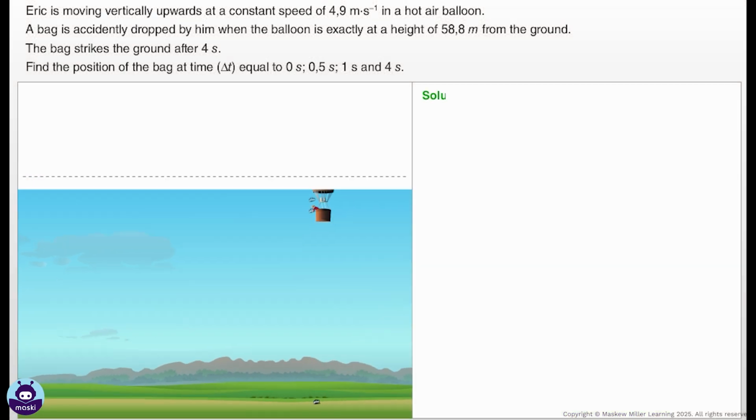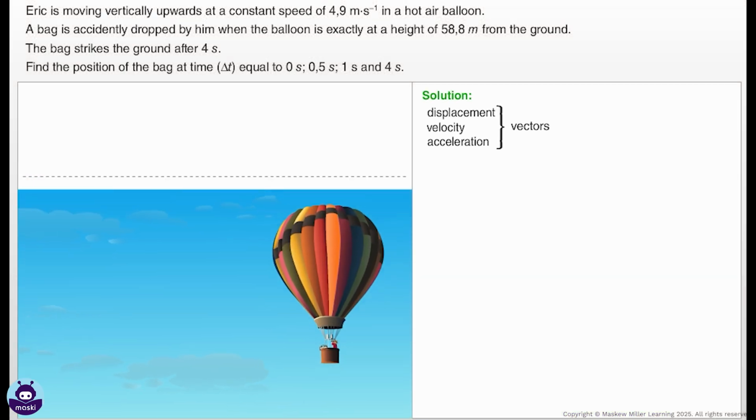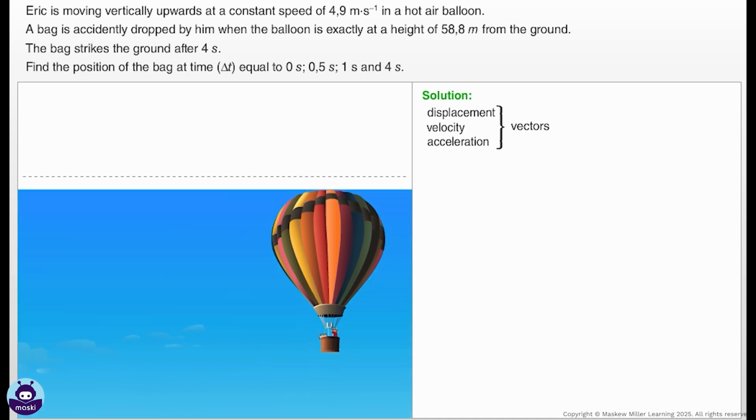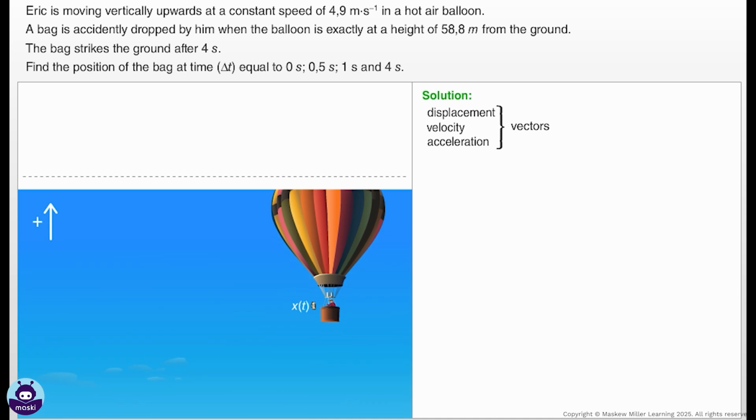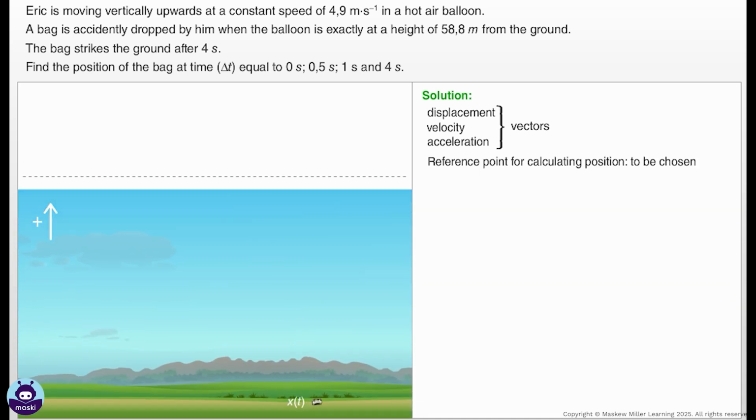second. Solution. As we are dealing with displacement, velocity, and acceleration, all of which are vectors, it is necessary to choose a direction as positive. We choose the upward direction as positive. This is the positive direction of displacement, velocity, and acceleration. The position of the bag is always measured with respect to some reference point. The reference point for calculating the position also needs to be chosen, which we shall do later.